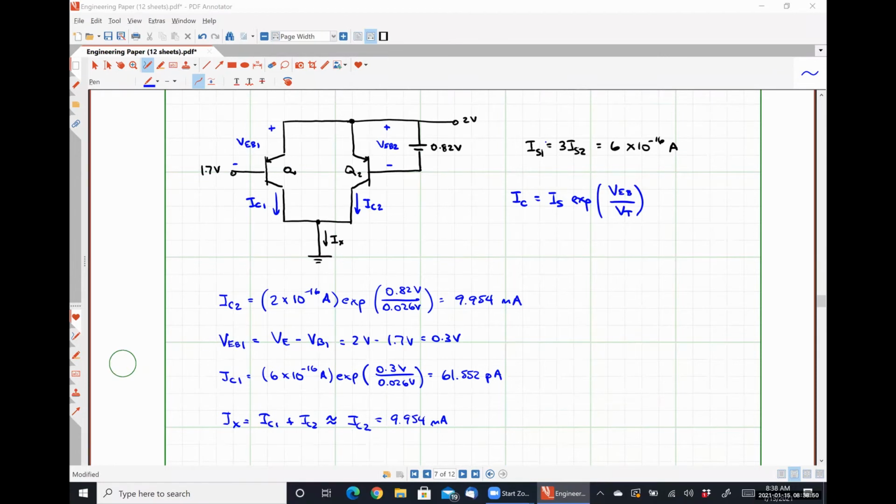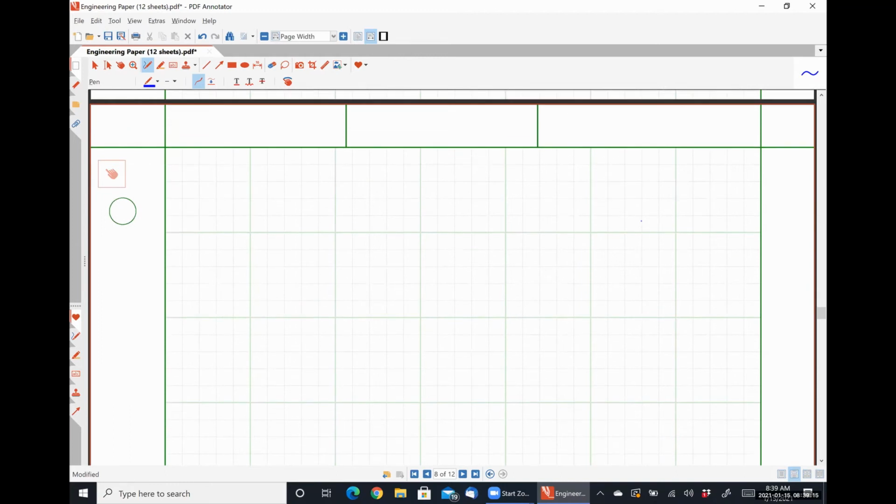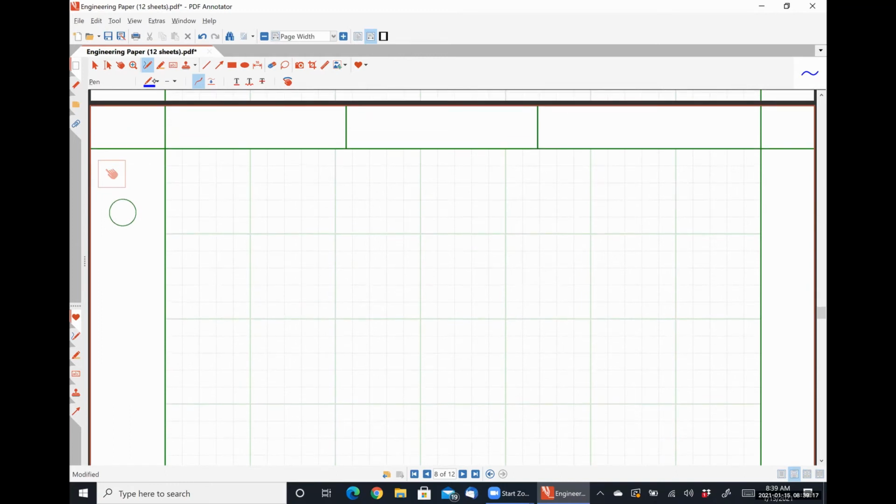Okay. Hopefully this guy was fairly straightforward. Simple voltages used to bias things. It's really just kind of paying attention to the details. Anybody have any questions about this guy before we move on? All right. Then let's take a look at another guy.